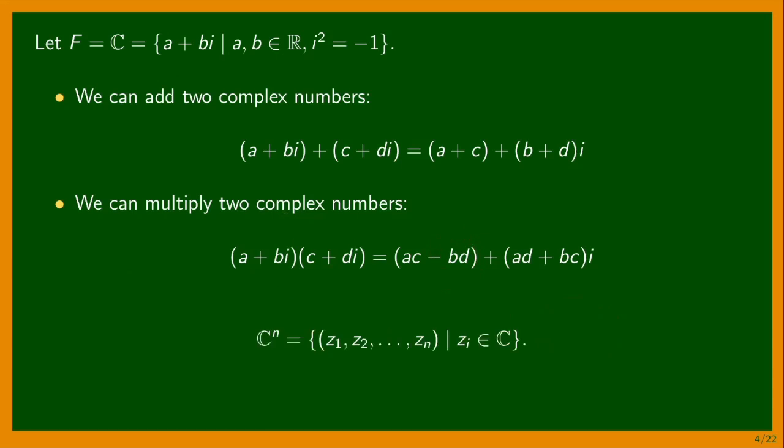If n is a positive integer, by Cn, we mean an ordered n-tuple of complex numbers. Each of these are complex numbers. For example, the ordered triple, negative 7 plus 2i, comma, negative 2i, comma, square root of 2 plus 3i, is an element of C3. Here, the first component is the complex number negative 7 plus 2i, the second component is the complex number negative 2i, and the third component is the complex number square root of 2 plus 3i.